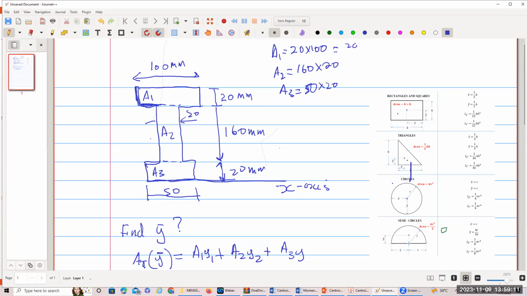So this is 2000. This one is what now? 3200. And of course, these are what? Millimeters squared. And these are going to be 1000 millimeters squared. That's what you got, right? And when you sum that, you get A total. What does that sum to? It gives you 6,200.